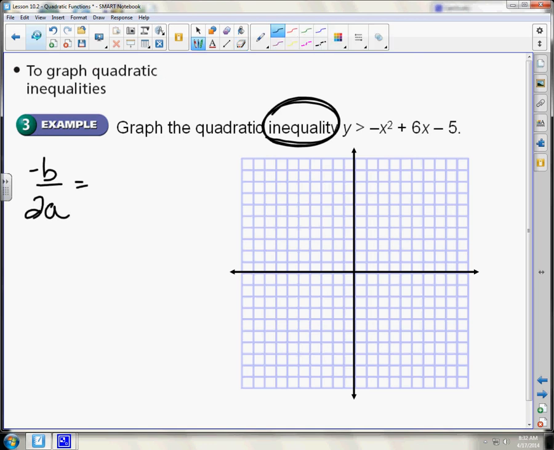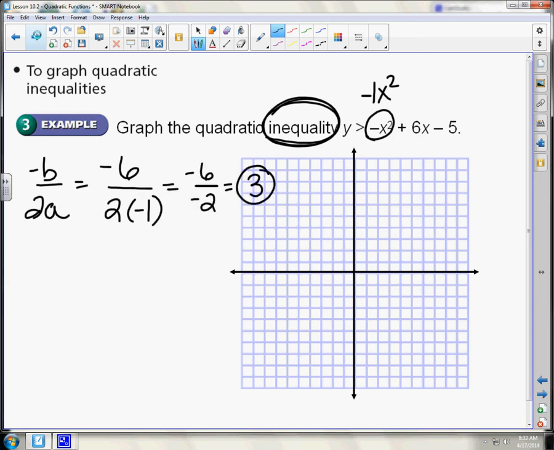So negative b would be negative 6 over 2 times negative 1. Now, whenever you see this negative x squared, I like to rewrite it like that because then I can see exactly what my a is. So I know that it's negative 1. So negative 6 over negative 2 is a positive 3. So I know my axis of symmetry is 3.